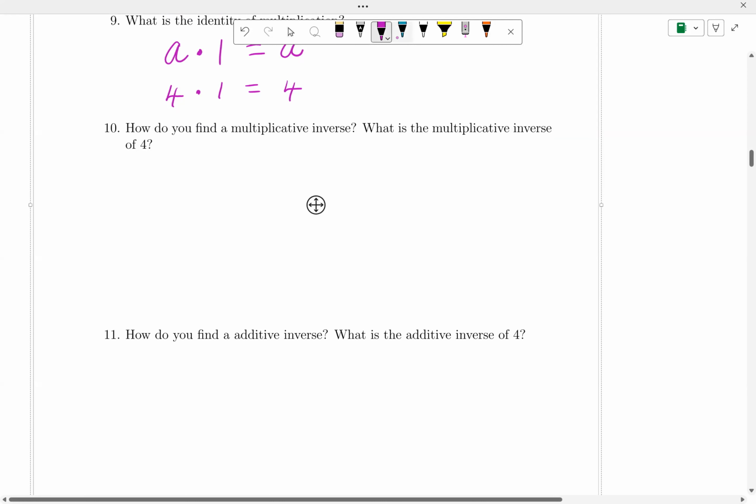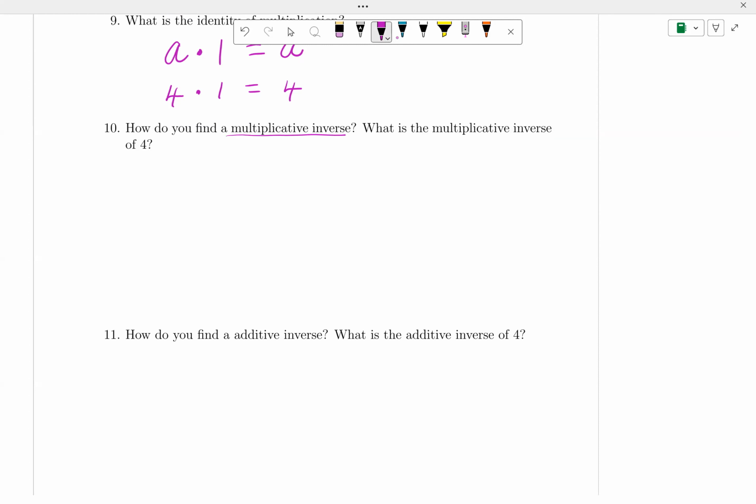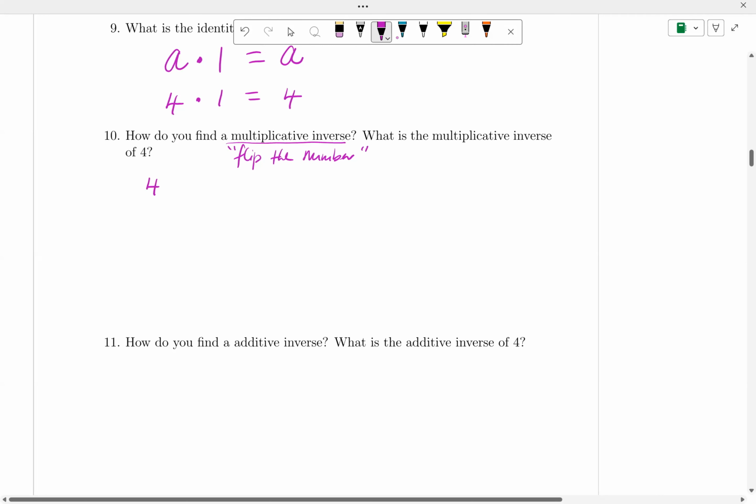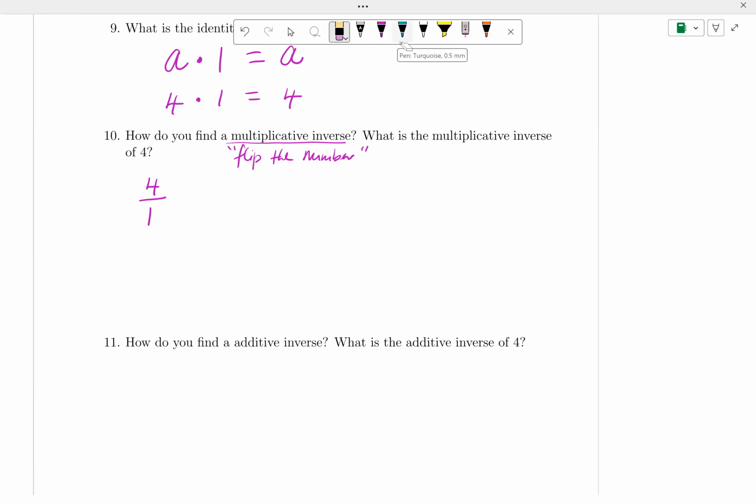Next question. How do you find the multiplicative inverse? Very simple. You flip the number, is how I'd phrase this. We are asked, what's the multiplicative inverse of 4? So 4 as a number has a denominator of 1. Every number, if it doesn't have a denominator, you know that it has a denominator of 1. The multiplicative inverse is flipping that number. So this would be 1 over 4. That's it.